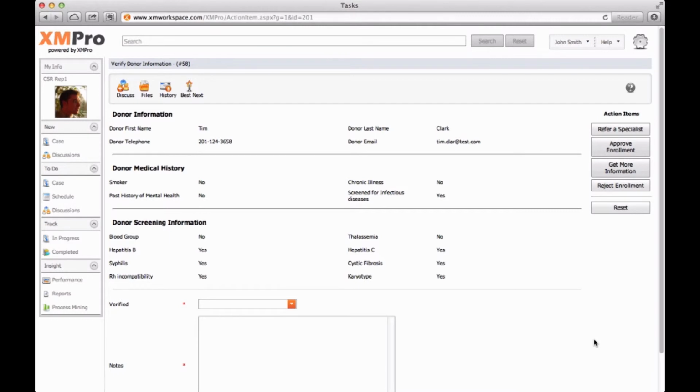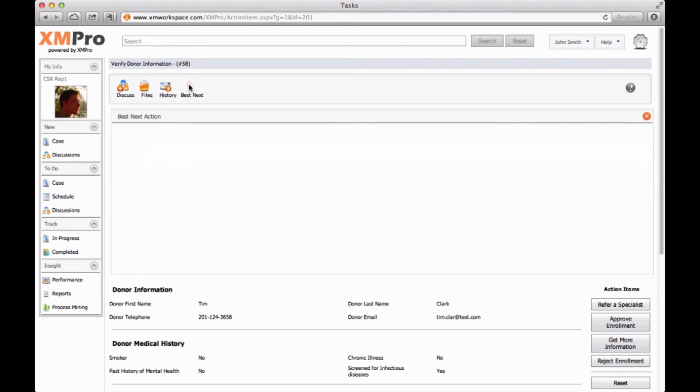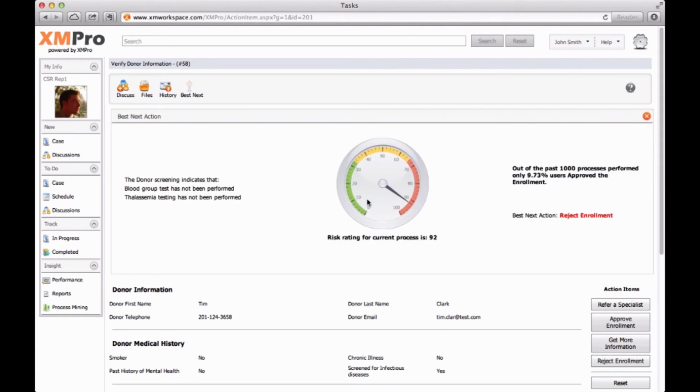This is a different example of a best next action or decision support, and in this instance this is a medical or life sciences solution, and here we have four options: refer to specialist, reject enrollment, and this is for cord blood banking. In this instance we will actually look at the context of the information that was completed here, and also look at the previous history of similar transactions. Best next action here will actually give us a risk rating based on the information that was completed on the form, and looking then at similar circumstances.